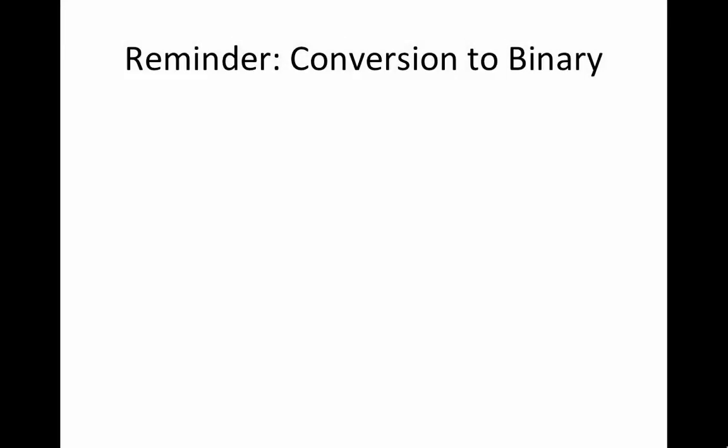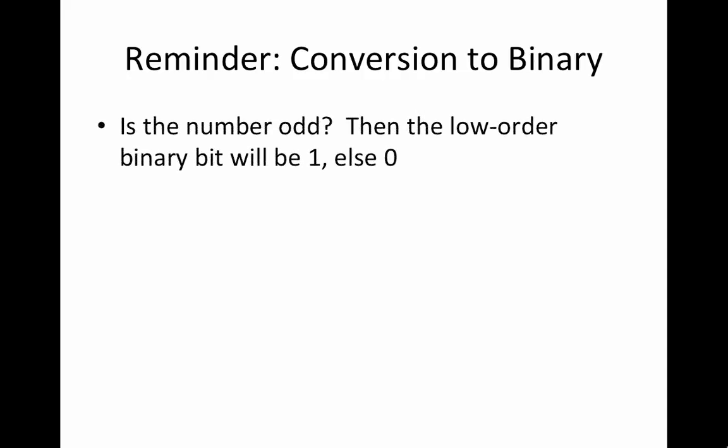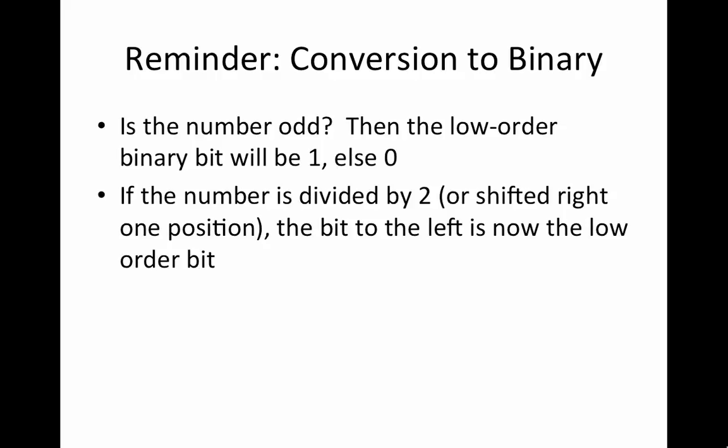Before we move on from this particular example, I would like to point out one more way that we could implement this algorithm in code, but the implementation would be a little bit different. We can check, is the number odd? If this is the case, then the low order binary bit will be 1. So we know what we can print. If the number is even, then, which is what the algorithm wants us to do, the bit to the left will now be the low order bit.